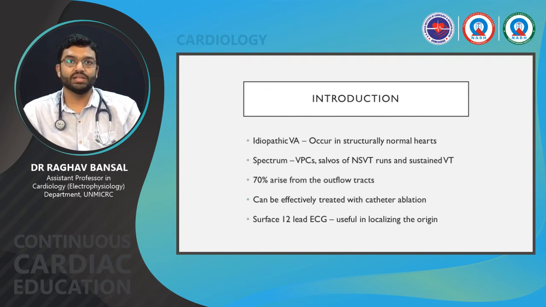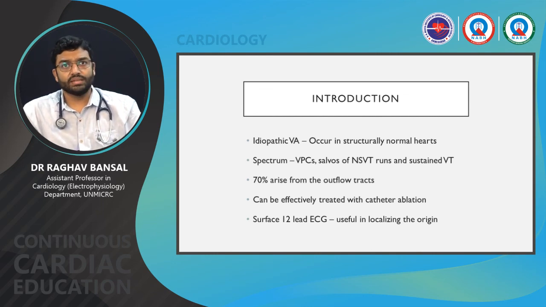They often present as frequent VPCs, or they can present as salvos of NSVT runs, or even sustained VT, which might sometimes be associated with symptoms of presyncope and syncope, and rarely they are hemodynamically unstable. So this is the clinical spectrum of these idiopathic ventricular arrhythmias, and if the patient is significantly symptomatic even on some drugs, then this becomes an indication for catheter ablation for these arrhythmias.